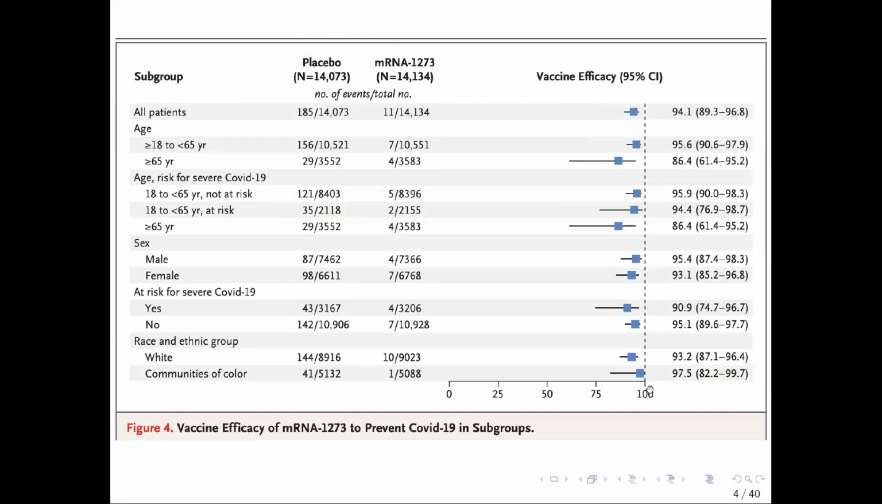In this case, this is Moderna, I think. So here, there's not a lot of heterogeneity in the response to the vaccine, which in some sense is a good thing. It's effective across all these different subgroups.